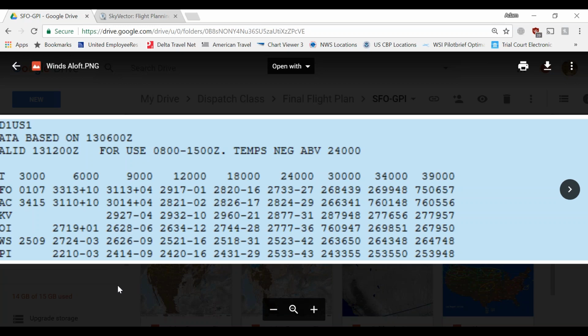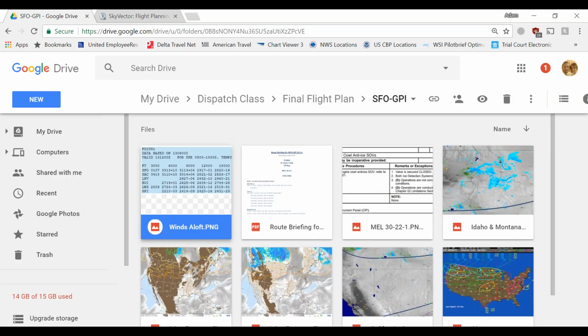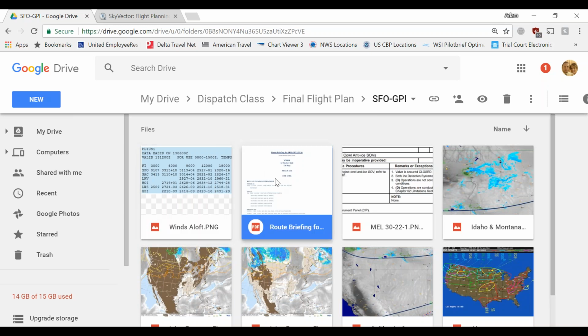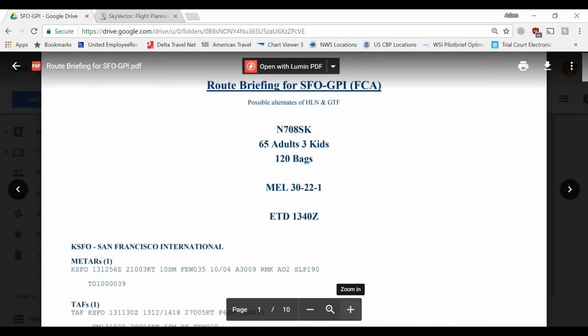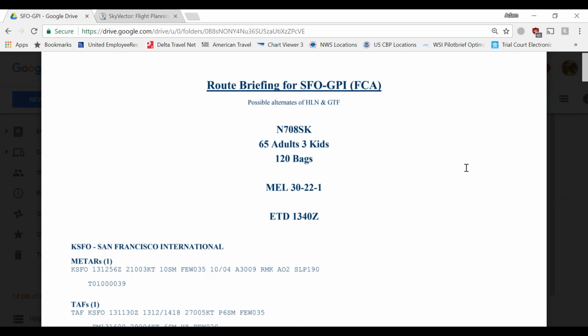So anyway, it's a safe assumption that you're going to have the tailwind, and you might end up doing better than those. You might end up earlier than the 1904 arrival. So yeah, you probably want to add an alternate. With that said, what were the alternate options here? Alternate options are Helena and Great Falls. So we're thinking we're going to be right somewhere around 1850, 1900 ETA.